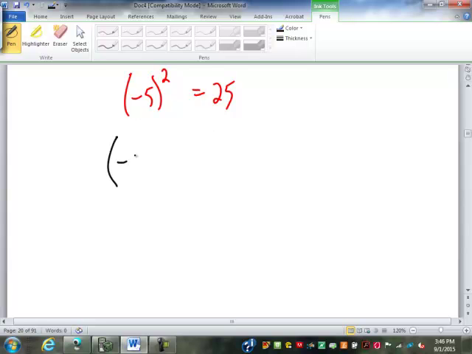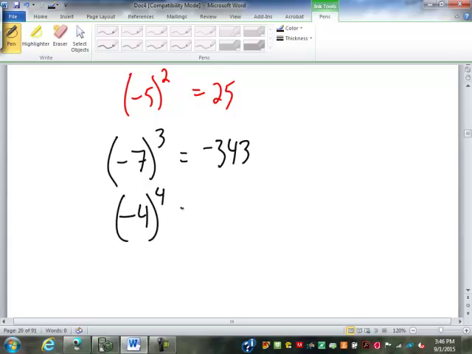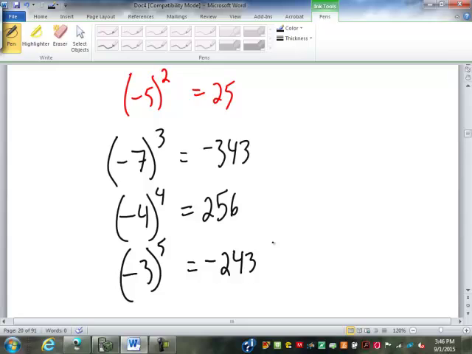So now let's try this one. Negative 7 to the power of 3, what do you get? Perfect. Negative 343. What if I have a negative 4 to the power of 4? 256. Very good. And it's positive. Negative 3 to the power of 5. Negative 243.